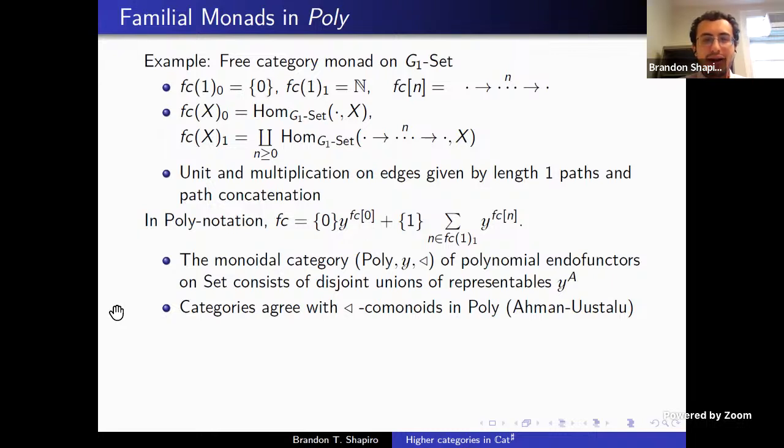But what this is doing is getting us closer to being able to talk about these familial monads that I defined without any reference to poly in the language of poly. So these composition comonoids are going to be our categories of cell shapes. So that's like C and D.